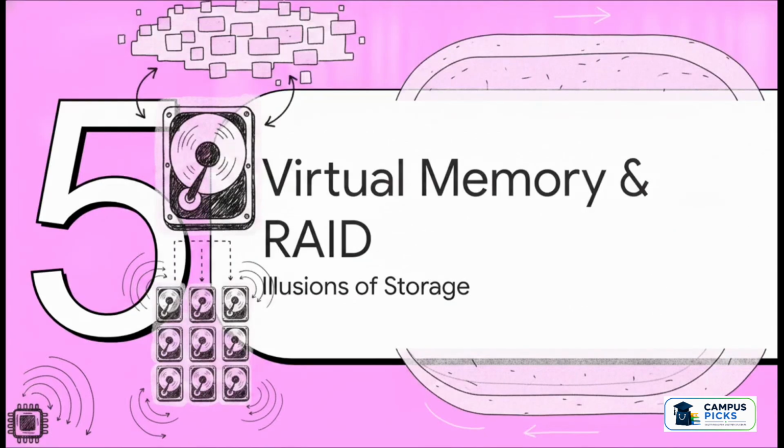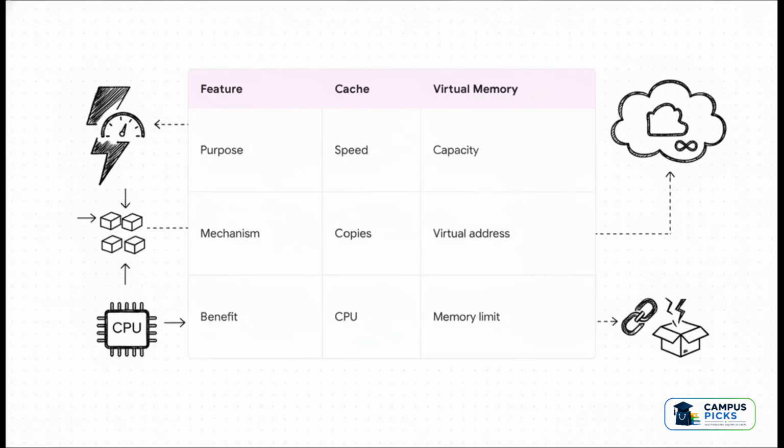Now that we've got a handle on the hardware, let's shift over to the software tricks in our final section: virtual memory and RAID, the illusions of storage. This is how computers brilliantly bypass their physical limitations. Let's compare our two main illusions.